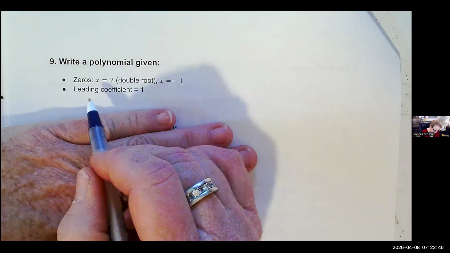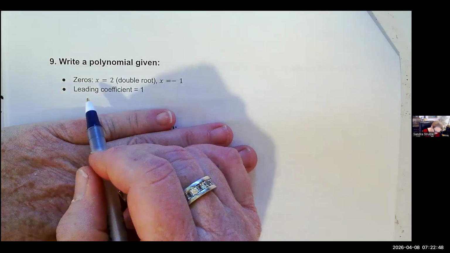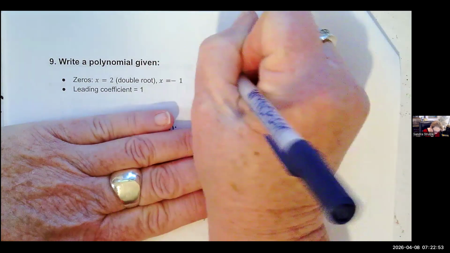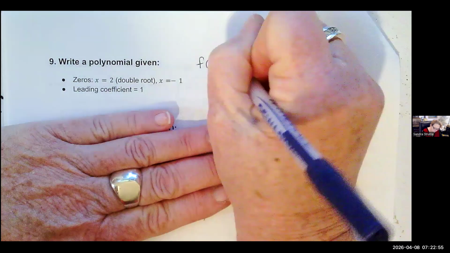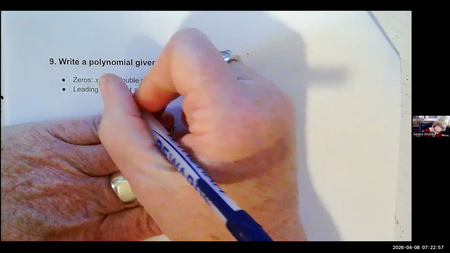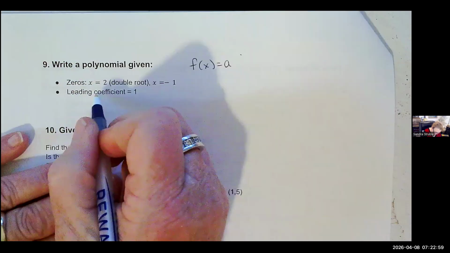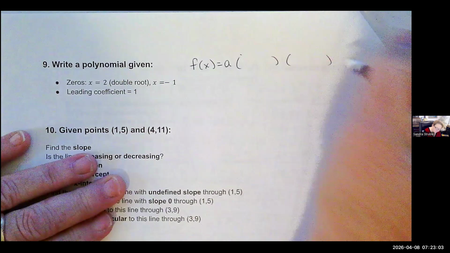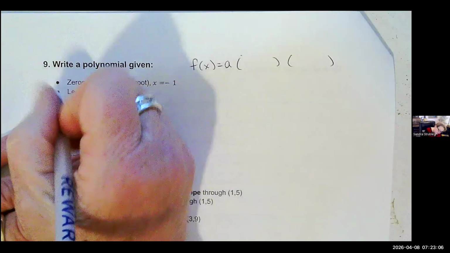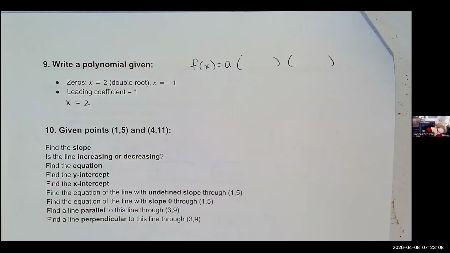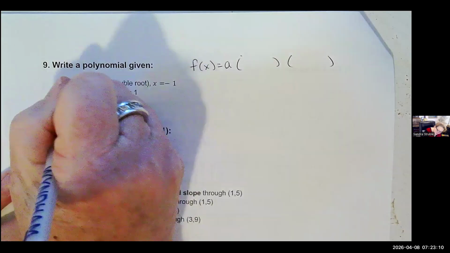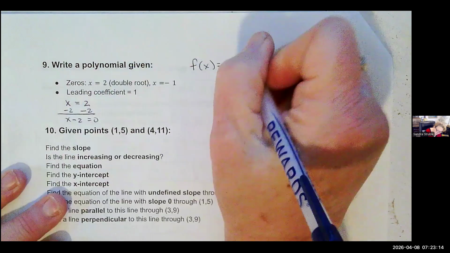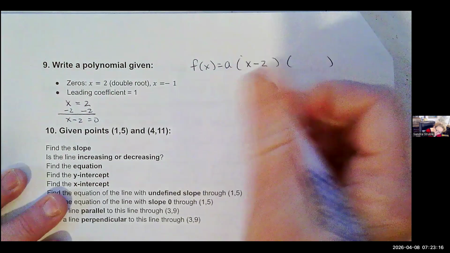All right, that's kind of boring. Well, f of x is a, and then we've got x equals 2. So to find out what's going to go in our parentheses for our binomials, take that x equals 2 and set it equal to 0. Subtract 2 from both sides. x minus 2 is equal to 0. That is what goes in your parentheses. This is a double root, so this is squared.